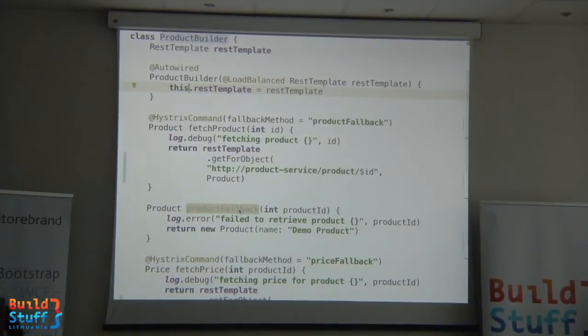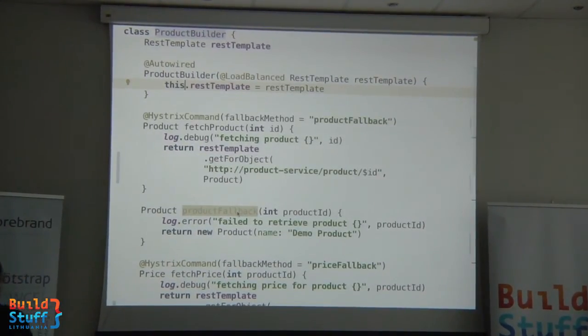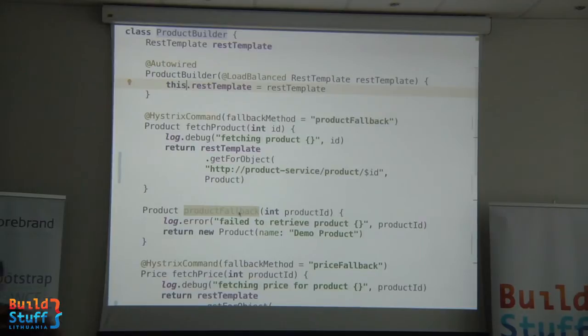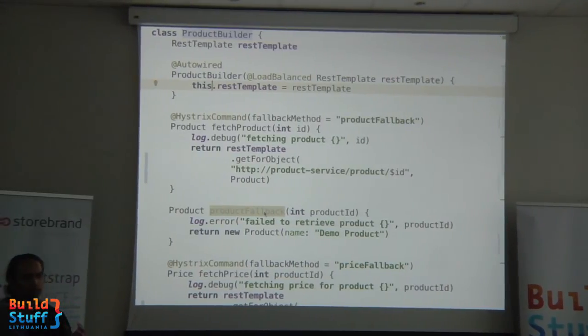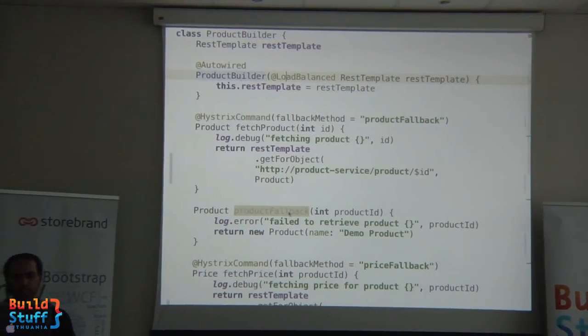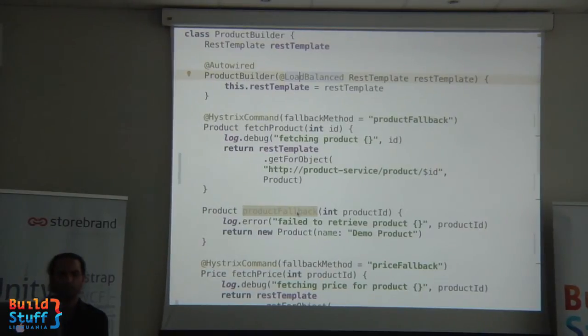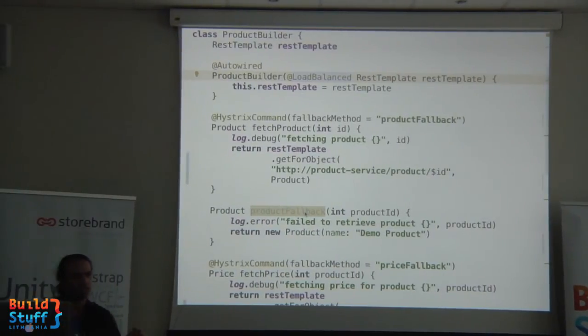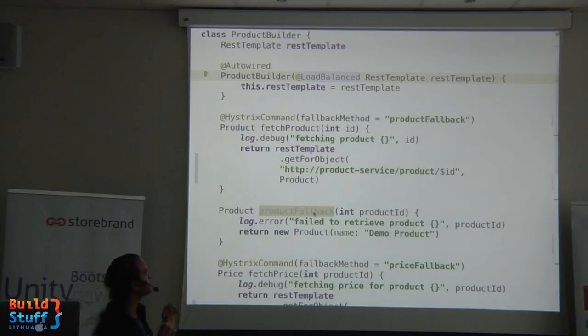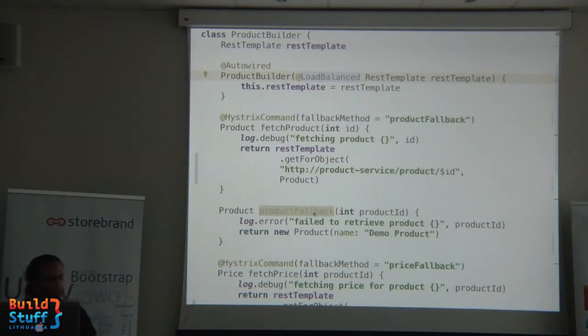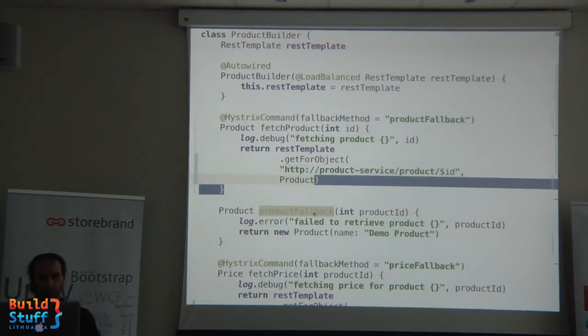But since we are building microservices and we are in cloud, and you remember about this client-side load balancer Ribbon, all I need is I can say @LoadBalanced, and Spring is going to inject the REST template for us that has all baked-in support for Ribbon. And now I feel free to program my logic.